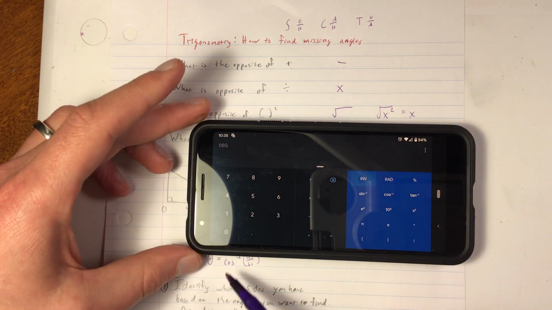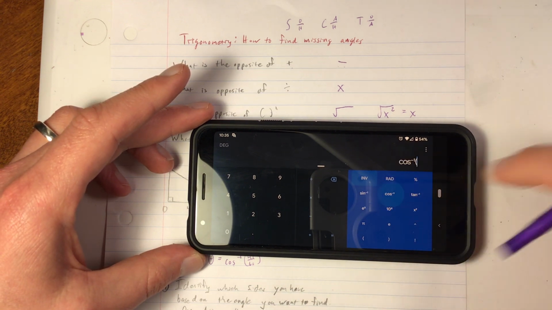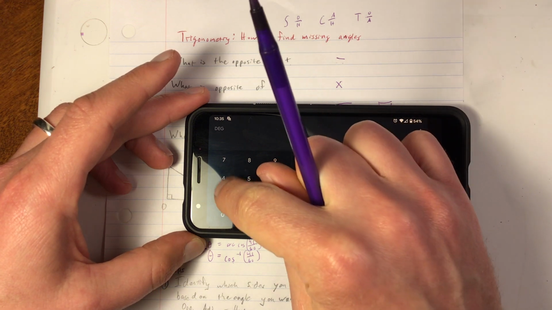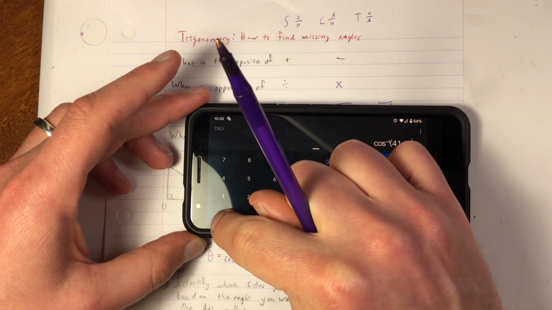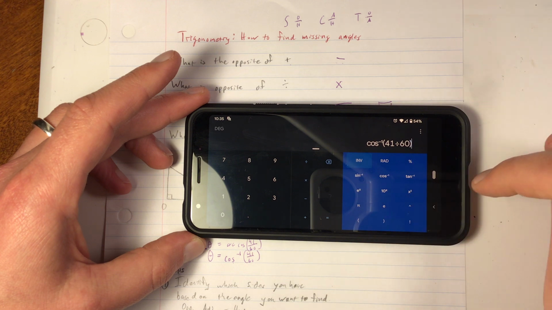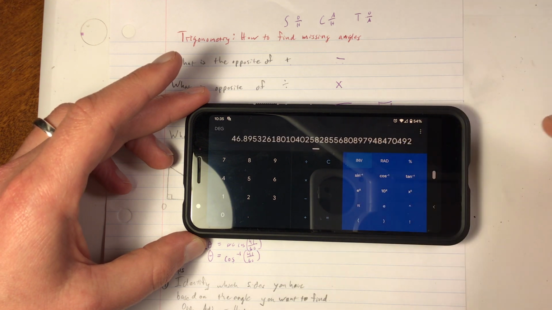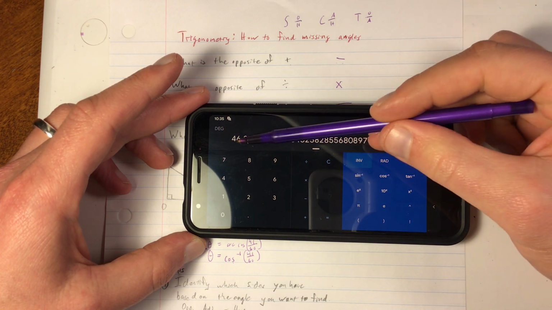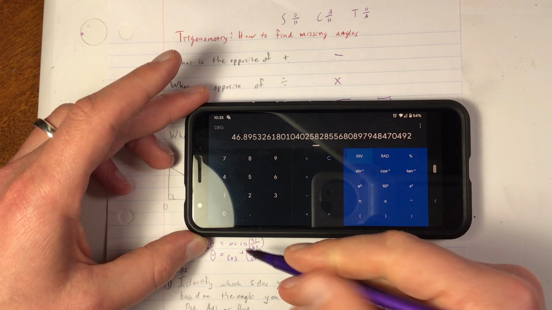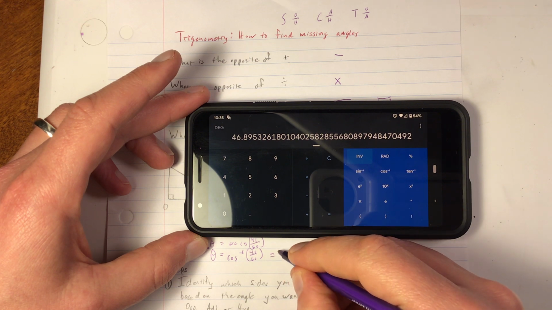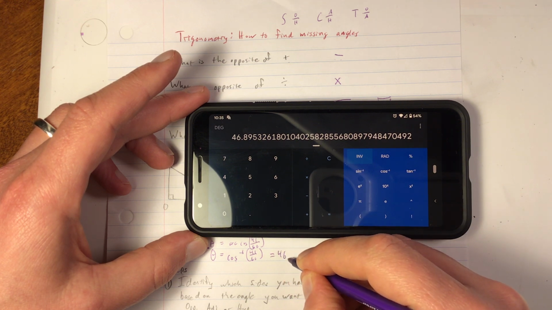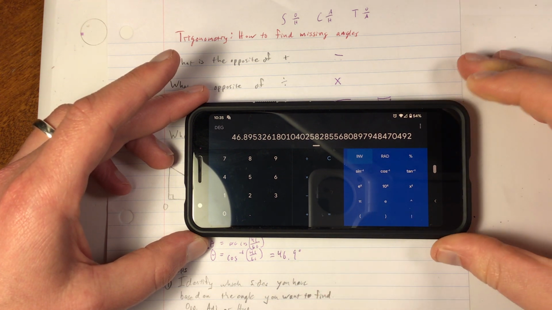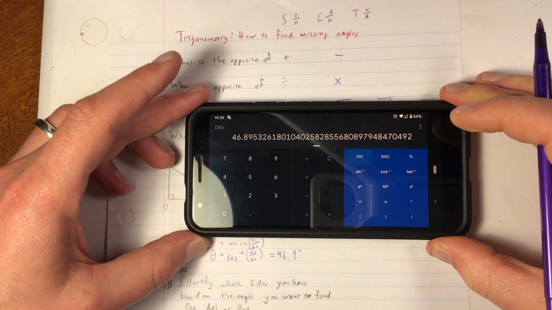No, I'm not. Just kidding. Cosine. Arc cosine of 41 divided by 60. I'm going to close those parentheses, and then I'm going to hit equals. Bam, done. Make sure your calculator's in degrees, but as long as your calculator's in degrees, that's your answer. 46 point, I'm going to round to the nearest tenth in this one, 46.9 degrees, and you're done. That's all you got to do.